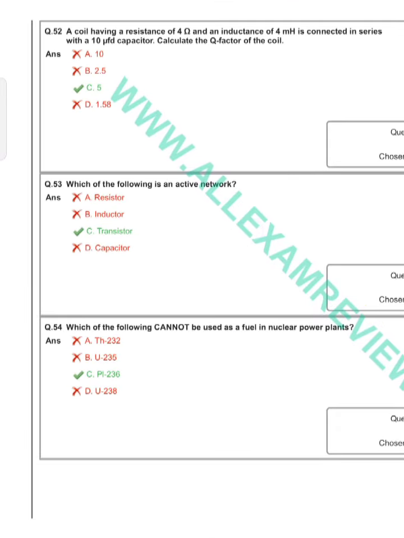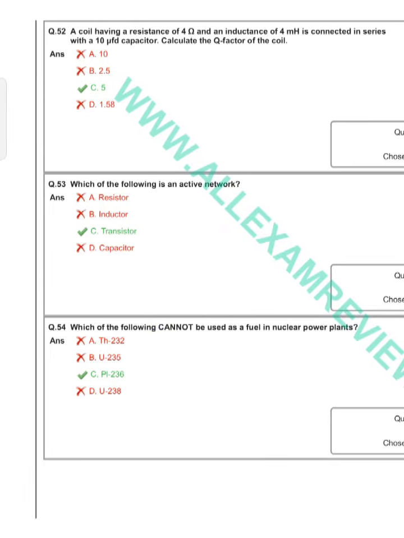52. A coil having resistance 4 ohm and inductance of 4 millihenry is connected in series with a 10 microfarad capacitor. We have to get the Q factor. The resistance and inductance are connected in series with the capacitor. We have to know omega L by R, then it's the quality factor, we have to find this. So 5 is the right answer.